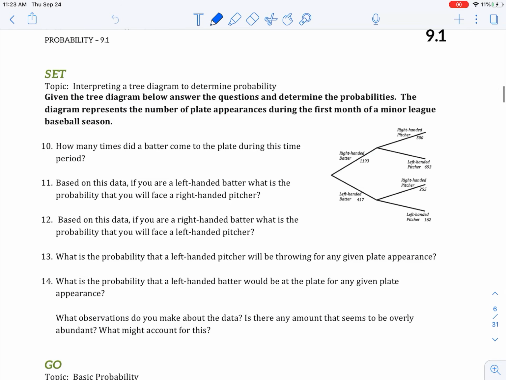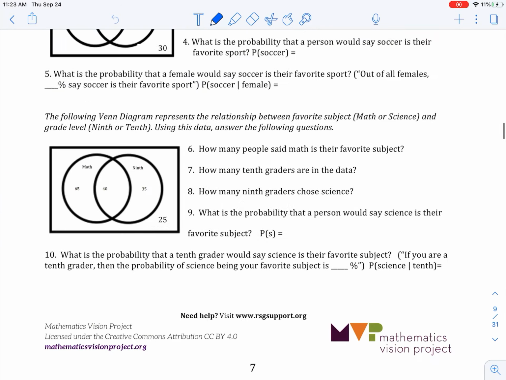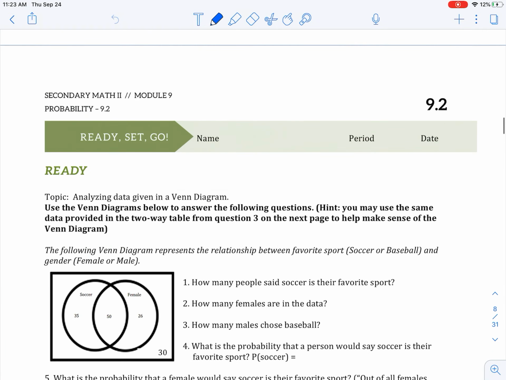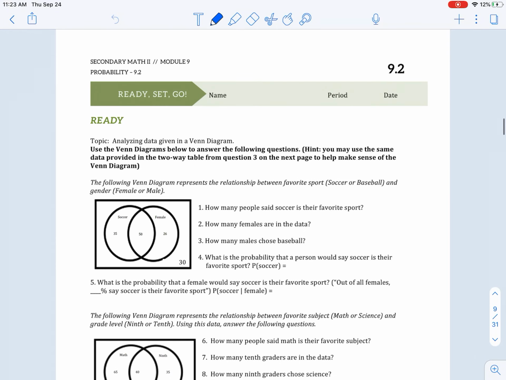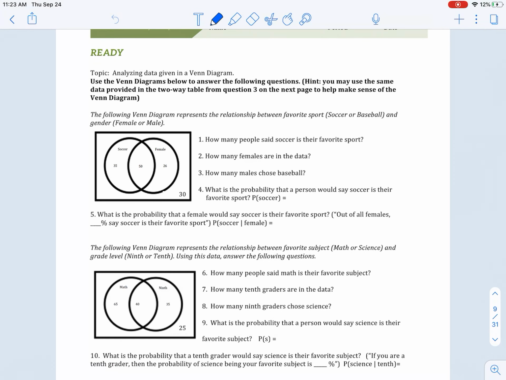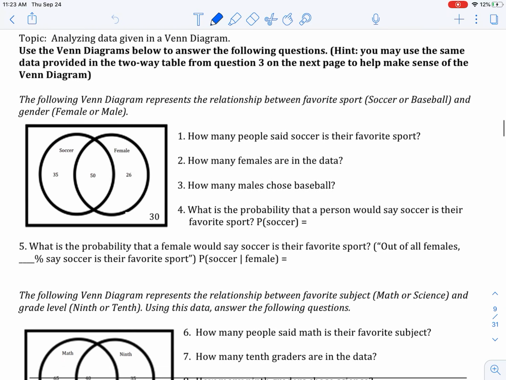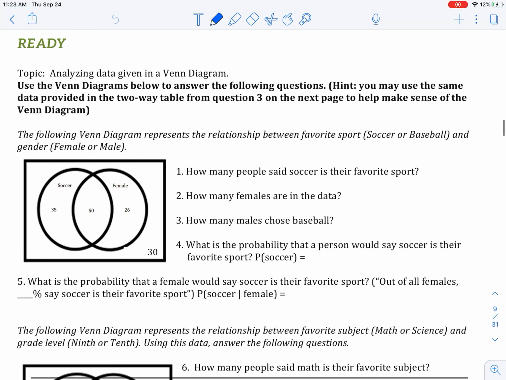Now I want to take a minute and do 492, or at least part of it, okay? Maybe try it on your own first, but these can be confusing, which is why I wanted to do it. So I'll do the first one, okay? Use the Venn diagram to answer the questions. Hint, you may use the same data provided in the two-way table from question 3 on the next page to help make sense of the Venn diagram.